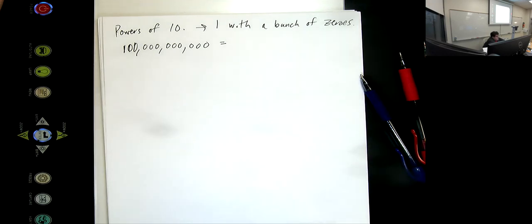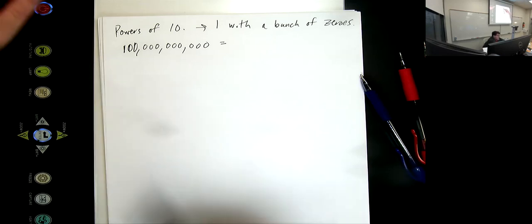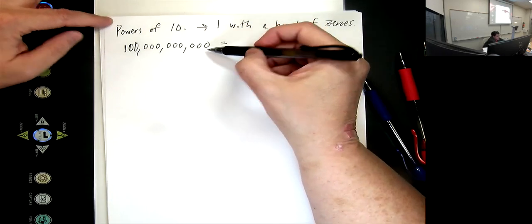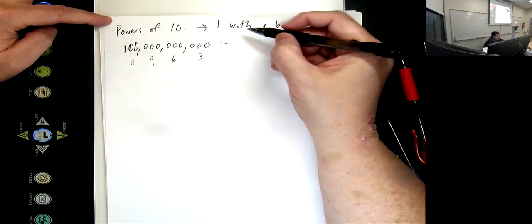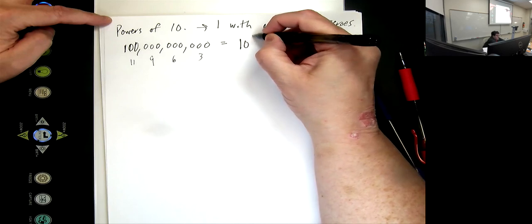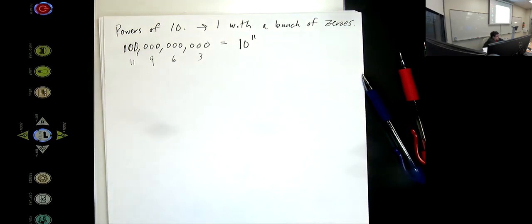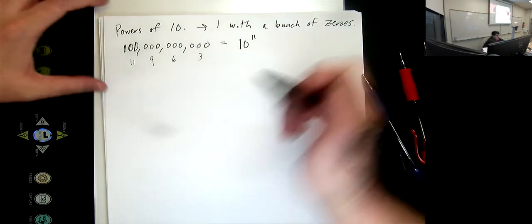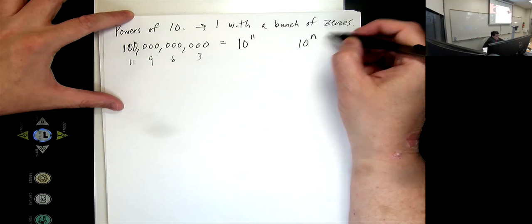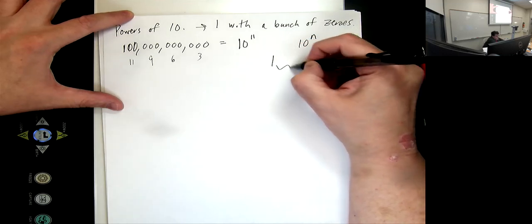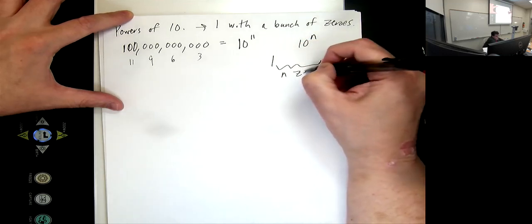I want to make it clear because what I had there was going to be 10 either way. You count the number of zeros. I've got 3, 6, 9, 2 more make 11. You write it as 10 to the 11th power. Because 10 to any number is just that many zeros. N zeros.